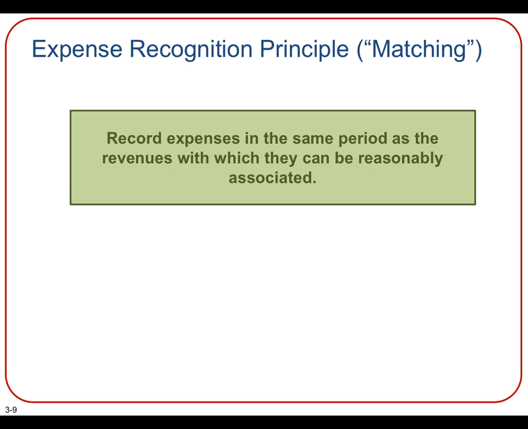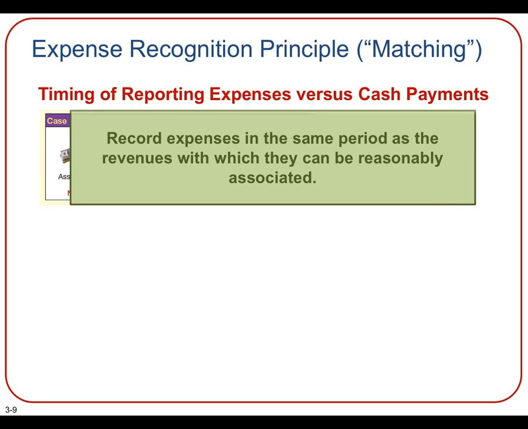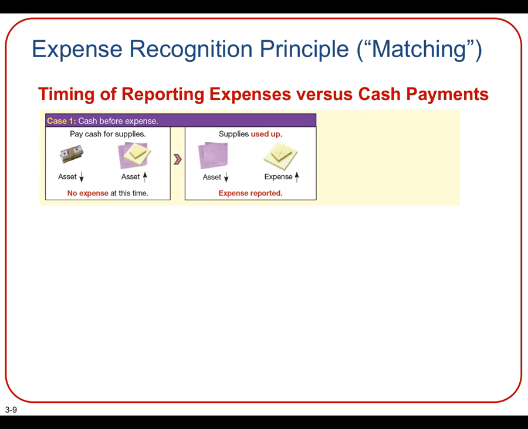Okay. So the expense recognition principle. This is in GAAP what we call the matching principle, because you match your expense to the revenue in the same period of time. So in other words, record expense in the same period as the revenue with which it can be reasonably associated. So let's go through three cases again.